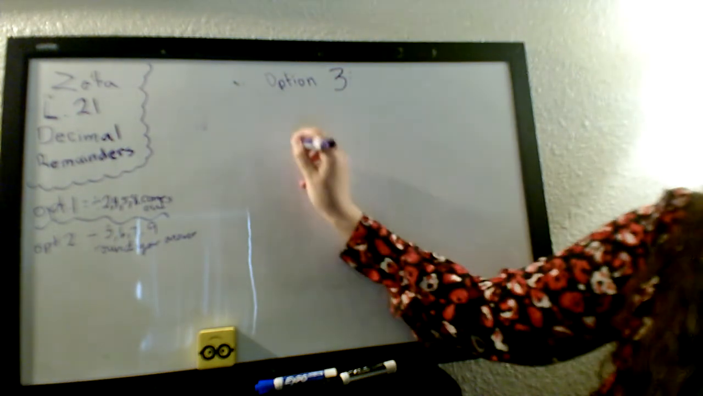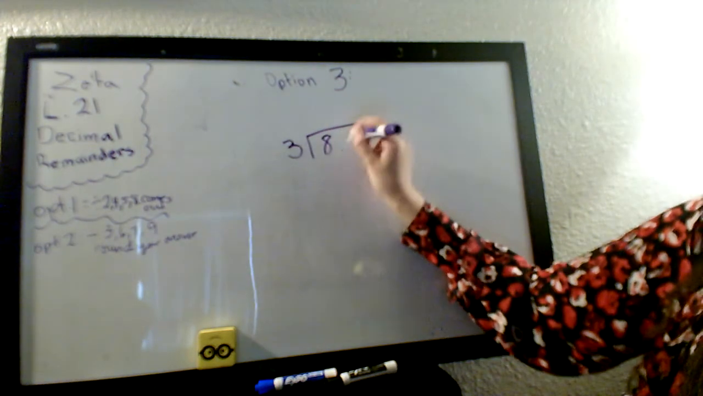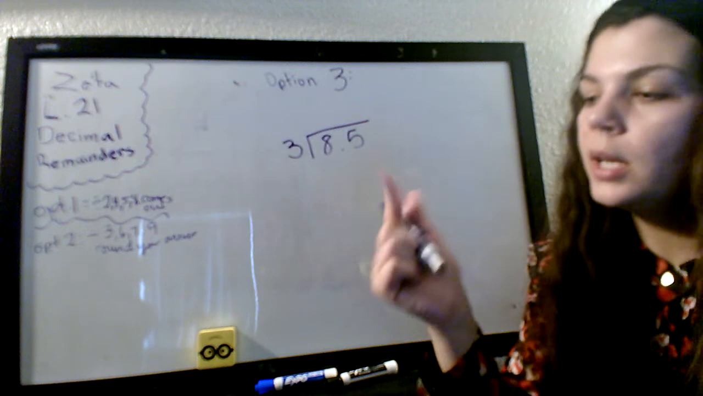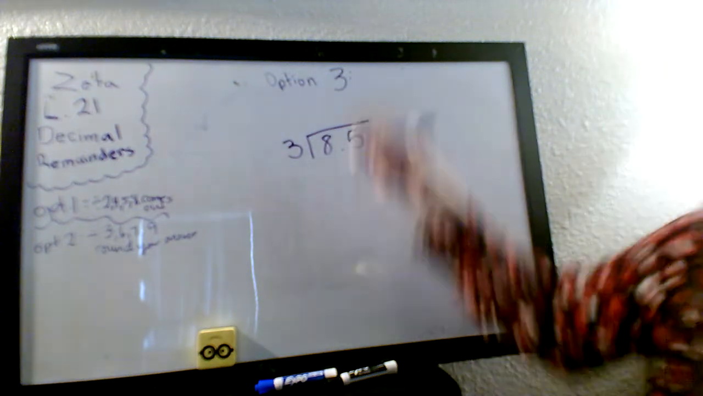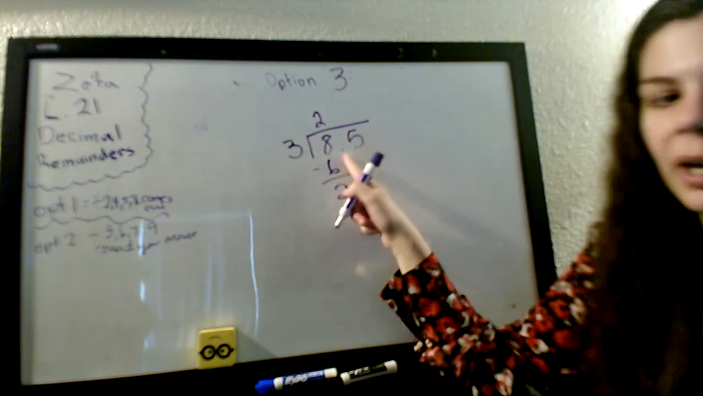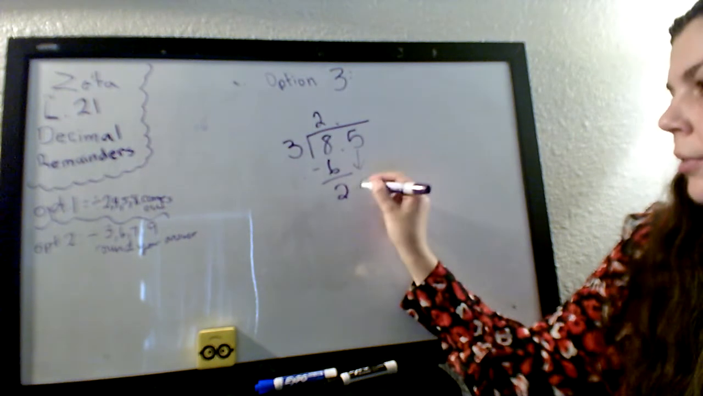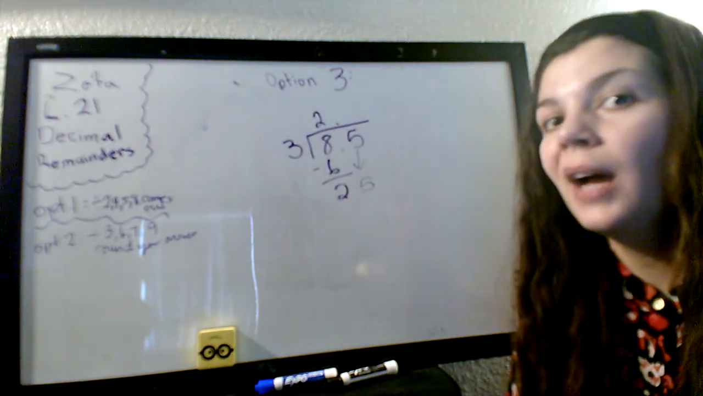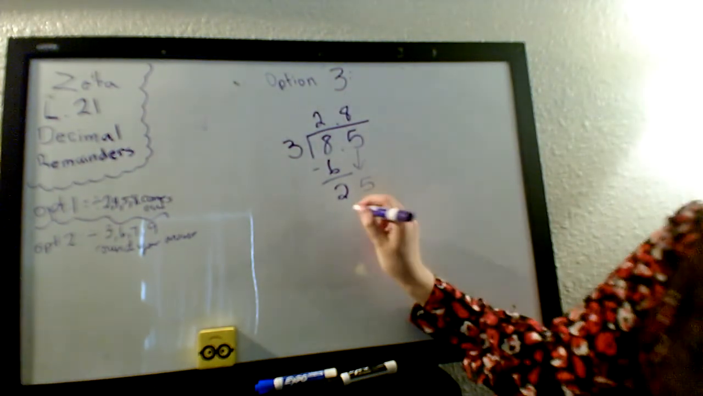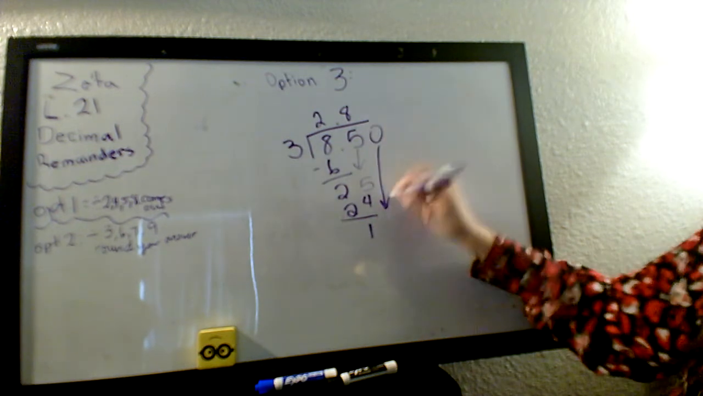So, 3 divided by 8.5. Okay, how many 3's go into 8? 3, 6, 9. Too far. 2. 8 minus 6 is 2. Oh, we've hit our decimal. Shoot it up. And then we drop our 5. How many 3's go into 25? 8. 3 times 8 is 24. 1. I can add as many zeros as I need to.